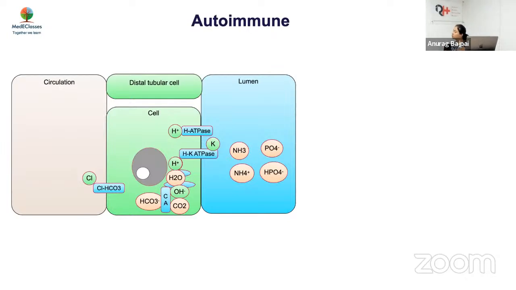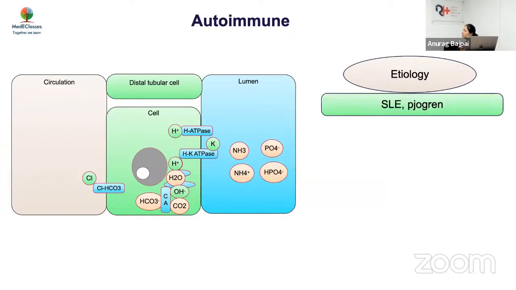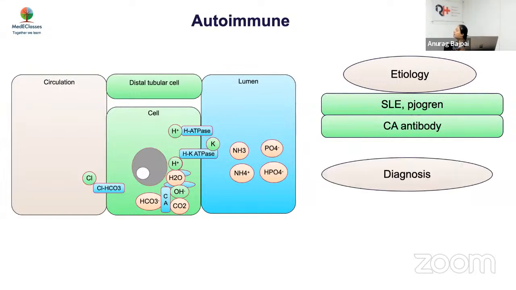Autoimmune cause of distal RTA should especially be considered in someone who's presenting at an older age with features of distal RTA, especially around adolescence. Common autoimmune conditions that may be associated with distal RTA are SLE and Sjogren syndrome. The pathology here is presence of carbonic anhydrase antibodies, and diagnosis will be established by the classical features of Sjogren and SLE that you may see in the patient, and ANA profile will guide towards the final diagnosis.